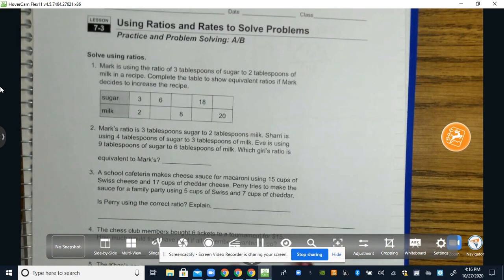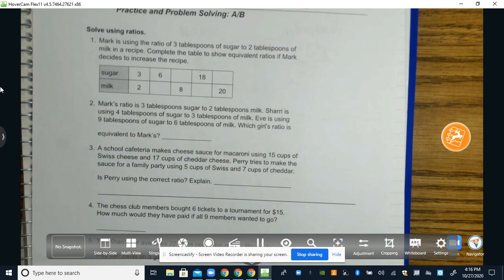Okay, so your homework tonight is 7.3. We're going to fill in this table real quick and work on question number 1 and 2.